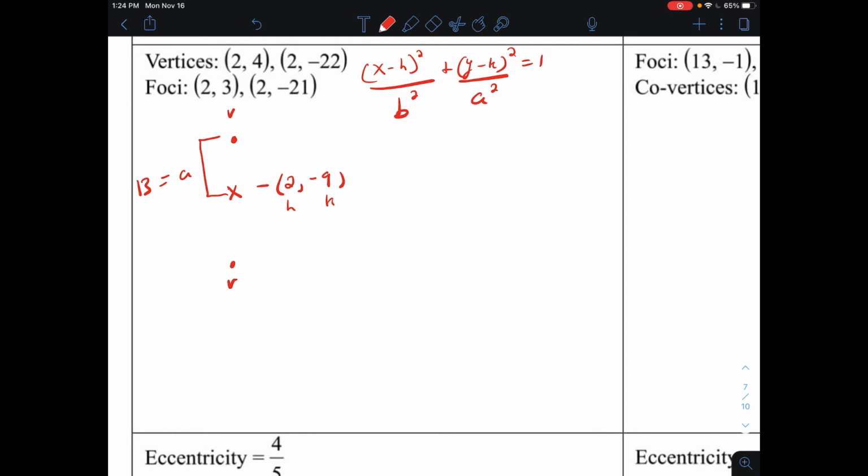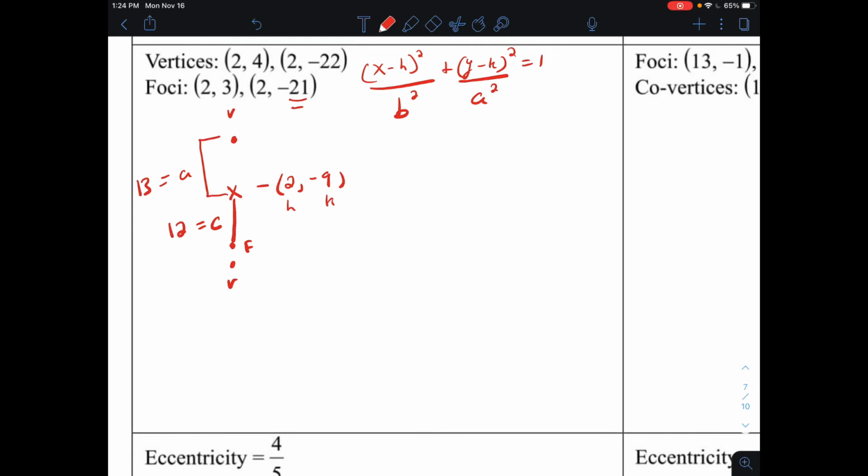And so we know a, we know h and k. All that's left is to find b. Well, we're not given any information about a co-vertex, but we are told the location of a focus. The distance the focus is from the center is c. So to go from negative 9 to negative 21, c is going to be 12.